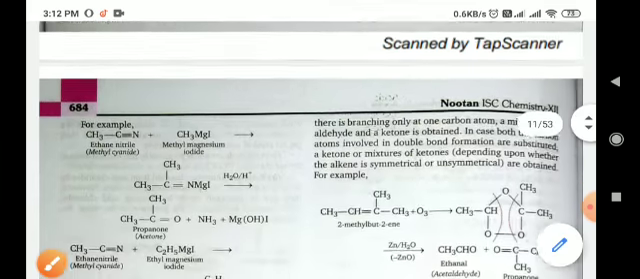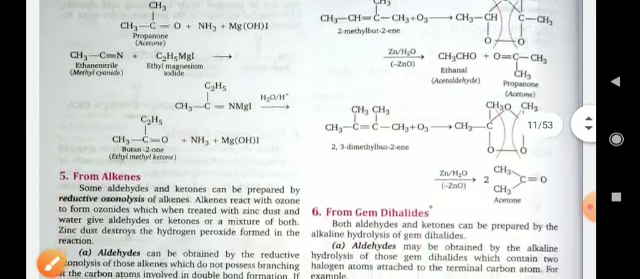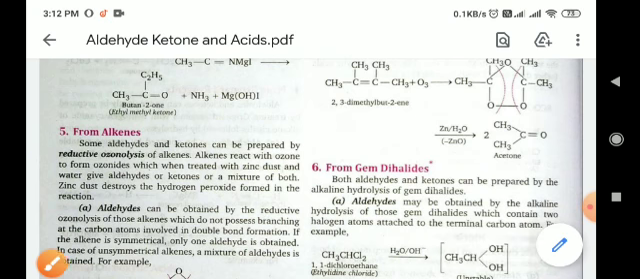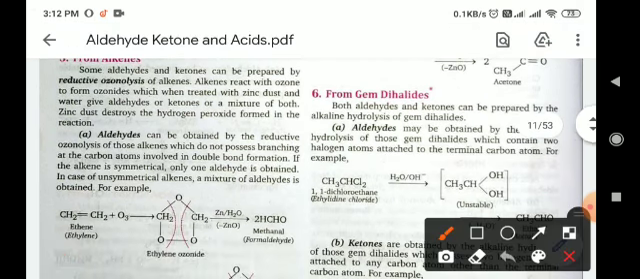Okay, now other examples are given here, from alkenes. So how can you obtain aldehydes from alkenes? By the reaction of ozone, meaning ozonolysis. It is a very important reaction. An alkene CH2 reacts with ozone.